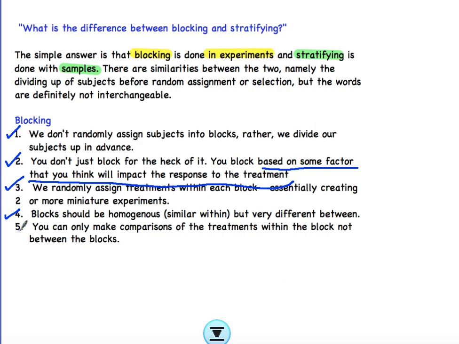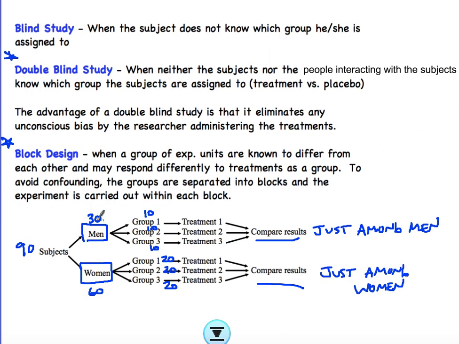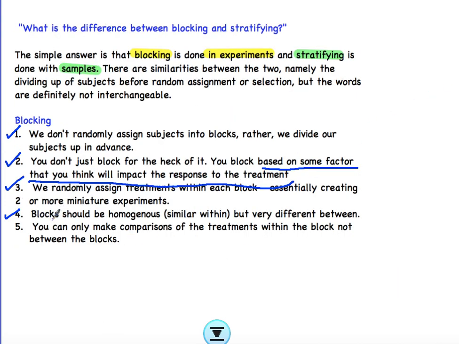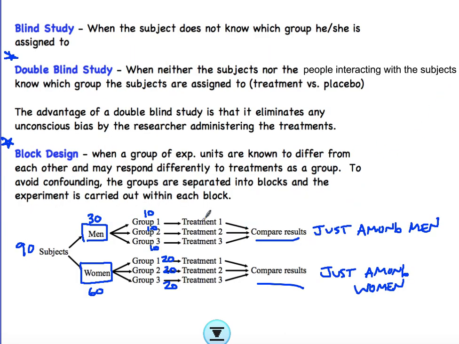Blocks should be similar within, but very different between. Similar within, meaning all of these are men, all of these are women, but different between. And then you can only make comparisons within the block, not between the blocks. So I can only make comparisons within the men, I can only make comparisons within the women, but I do not compare between men and women.